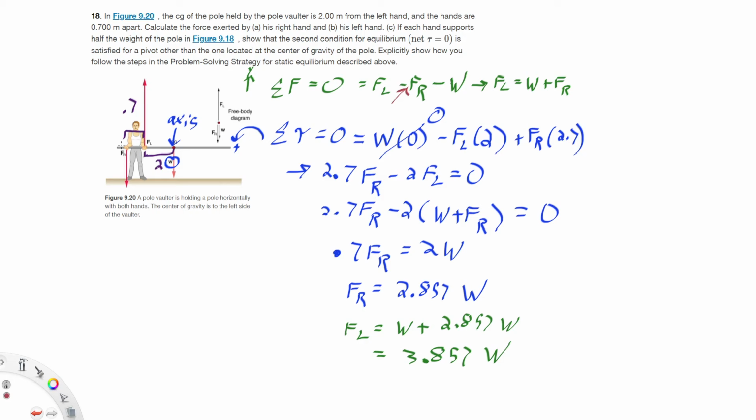Up is usually positive, counterclockwise is usually positive, but where you put the axis of rotation determines which force is actually moving in a clockwise or counterclockwise direction. So when we put the axis at the center of gravity, FR was moving in a counterclockwise direction, whereas FL was moving in a clockwise direction. But if we put the axis on FR, like on this right hand, then FL would be moving in the counterclockwise direction, and W would be moving in the clockwise direction.